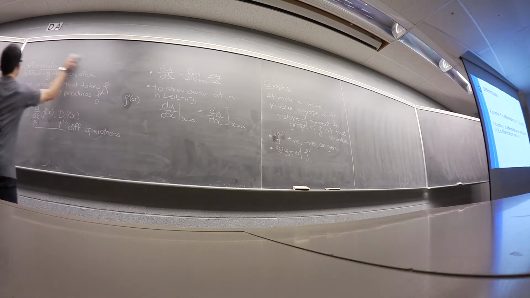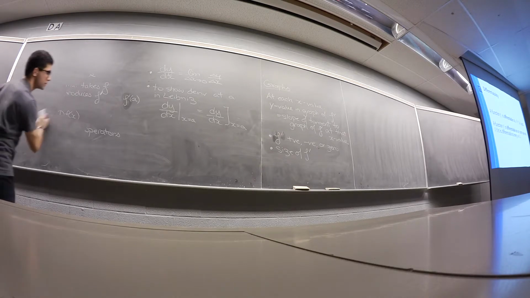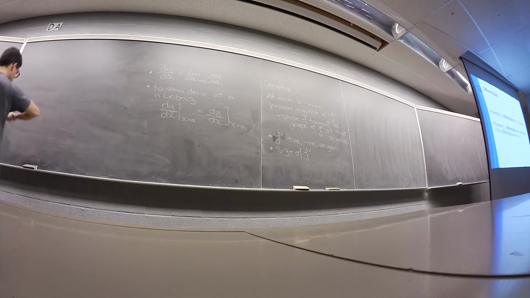Differentiability. A function f is differentiable at a if f prime of a exists. A function f is differentiable on an open interval I if it is differentiable at every number in the interval. As you expect, if you can differentiate, it's differentiable. No surprises at all.